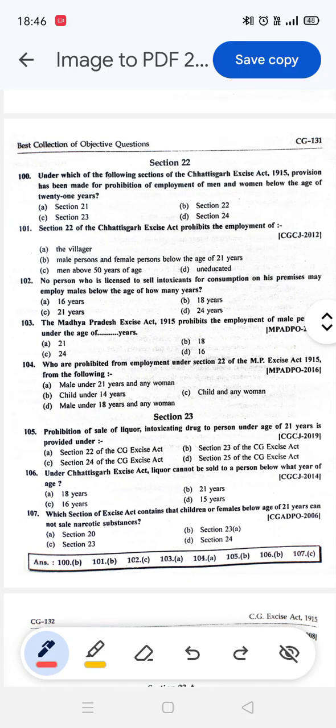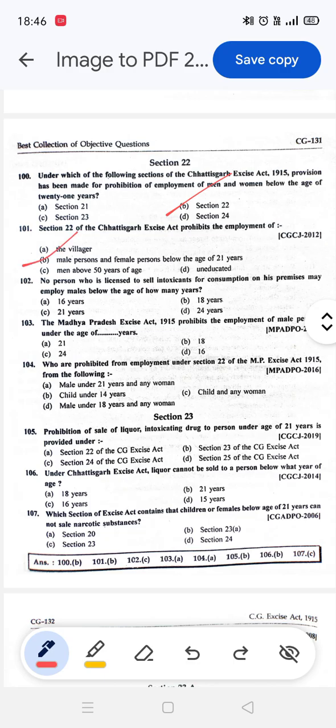Question number 100. Under which of the following sections of the Chhattisgarh Excise Act 1915 has provision been made for prohibition of employment of men and women below the age of 21 years? So here option B, section 22, is correct. Question 101. Section 22 of the Chhattisgarh Excise Act prohibits the employment of male and female below the age of 21 years. So option B is correct.